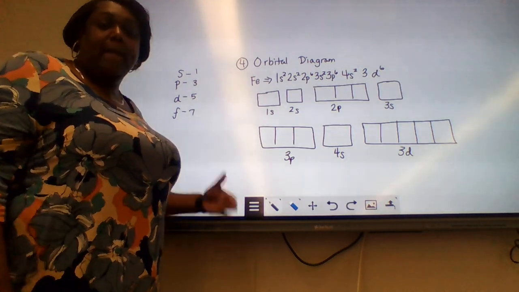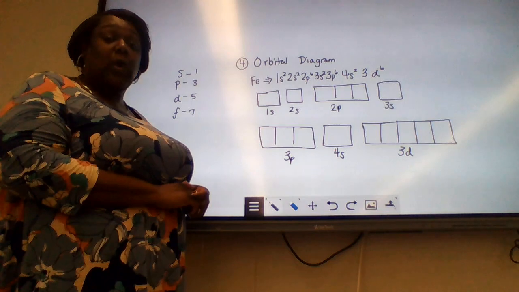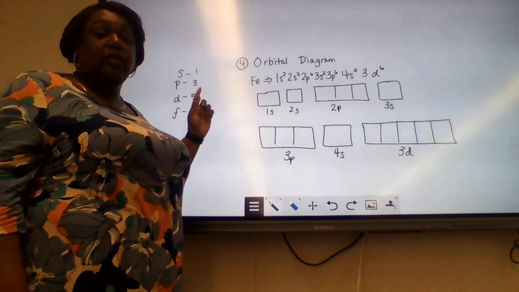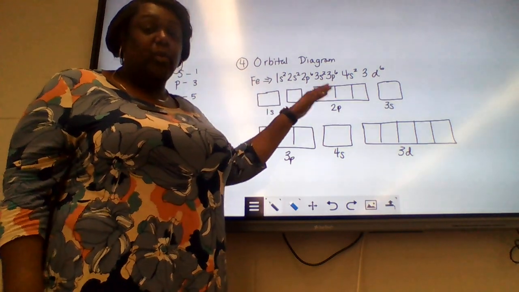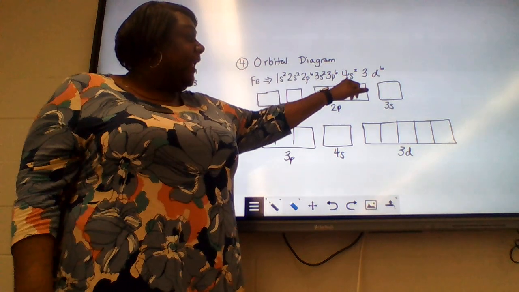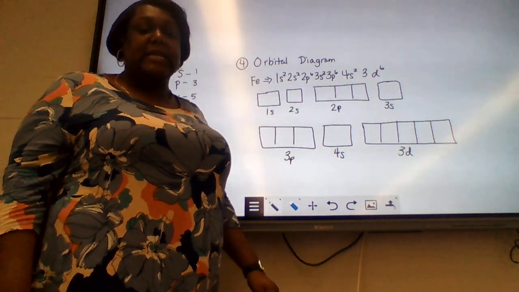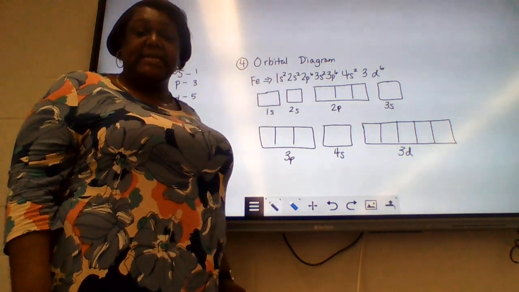Now, the biggest thing with electron configurations, please remember, we write these according to increasing energy. And because they are written according to increasing energy, that's why 4S comes before 3D. Because 4S actually has less energy than 3D does.